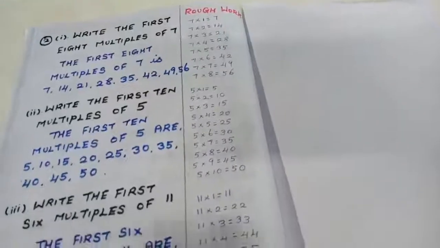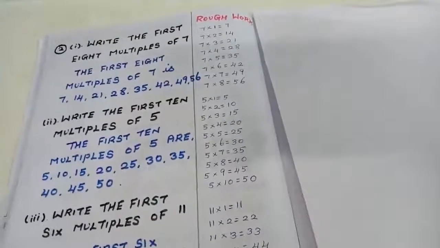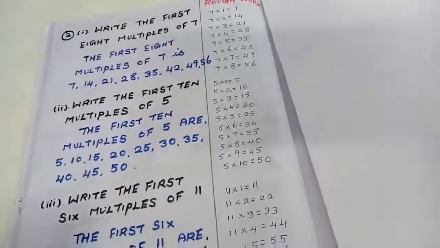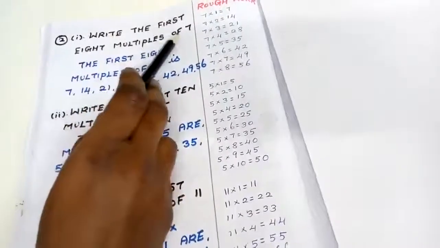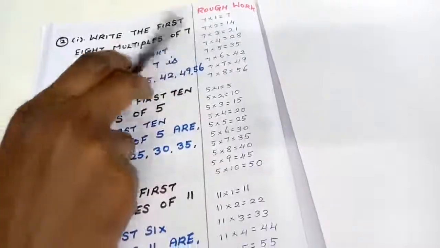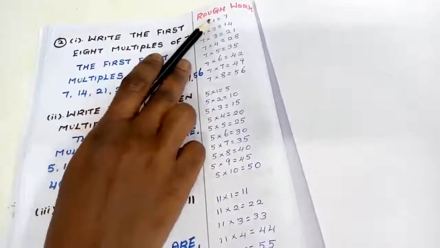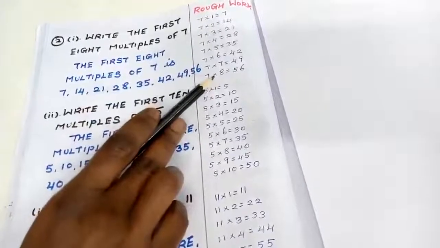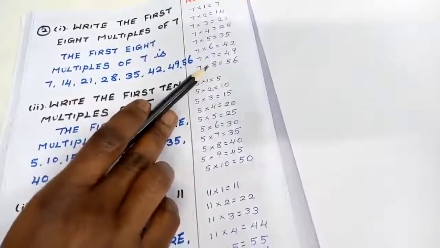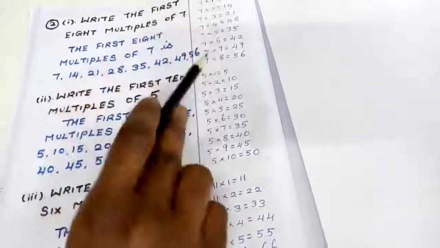Coming to the second question, students. Second question is not a big concept, very easy, only based on tables. I am just going to read only the questions. Write the first 8 multiples of 7 means you are going to take the 7 table. I have done it in the rough work. You are going to take the 7 table, students. 7 ones are 7. Starting from 1 to 8, you are going to multiply the value with the table 7. So 7 ones are 7 to 7 eights are 56.